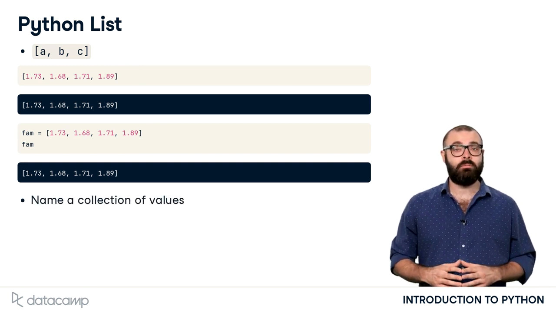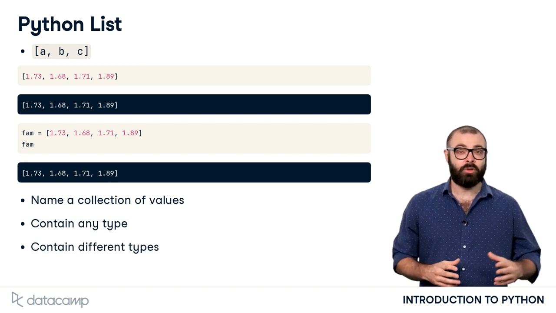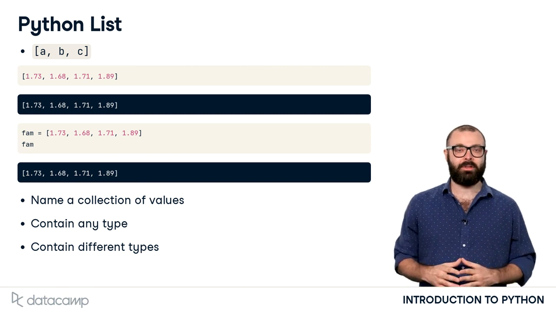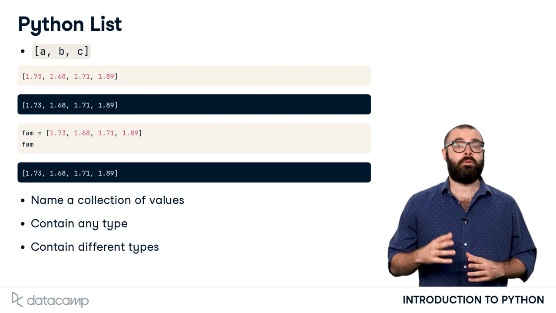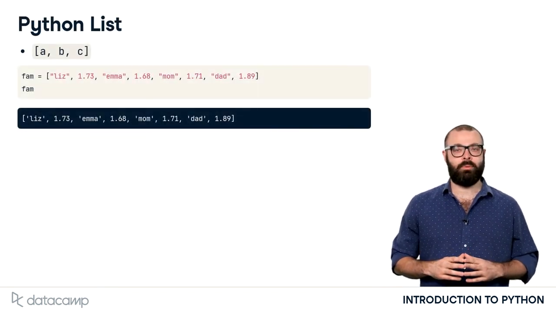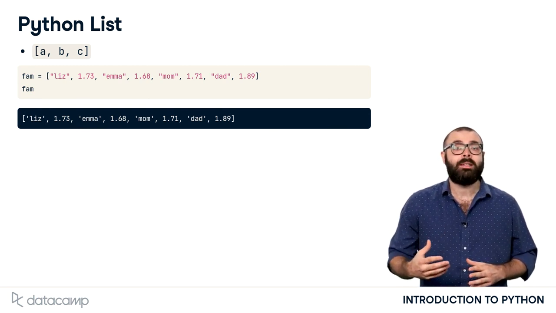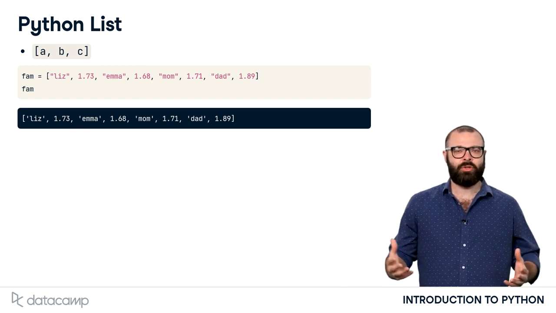These values, or elements, can have any type. They can be floats, integers, booleans, strings, but also more advanced Python types, even lists. It's perfectly possible for a list to contain different types as well. Suppose, for example, that you want to add the names of your sisters and parents to the list so that you know which heights belong to whom. You can throw in some strings without issues.